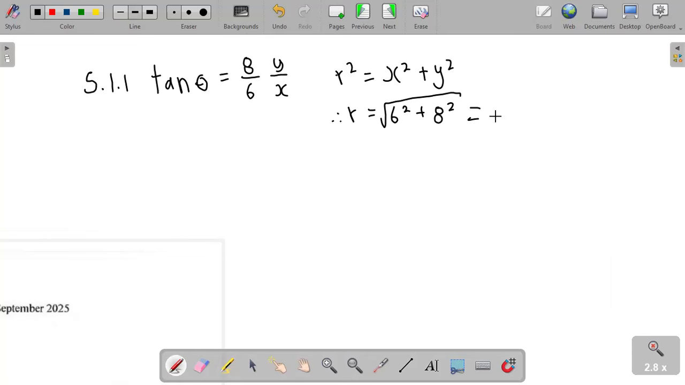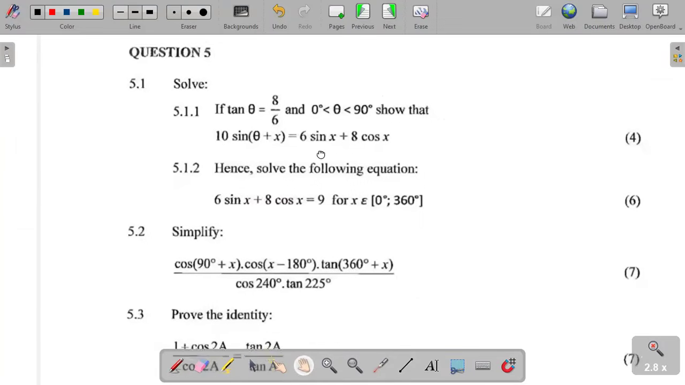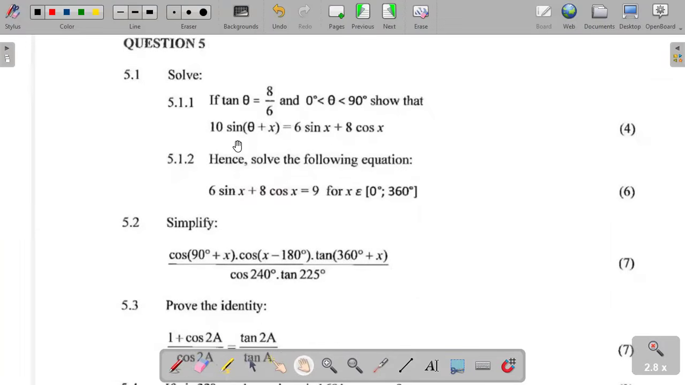So you use a calculator, the square root of that. R gives me 10. Okay, so we have x, y, and then we also have r. And then we go away. 10 sine theta plus x. Okay.